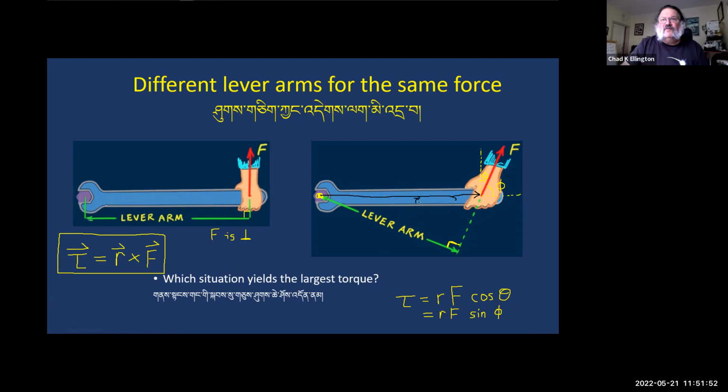So that would be that radius vector from the axis to the location that the force is applied.